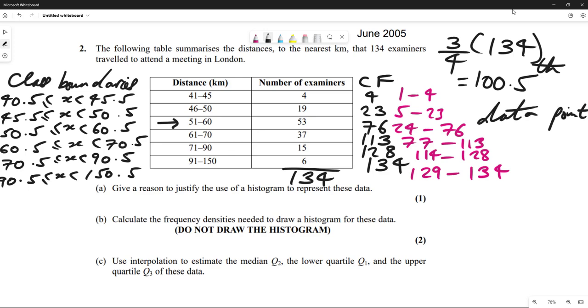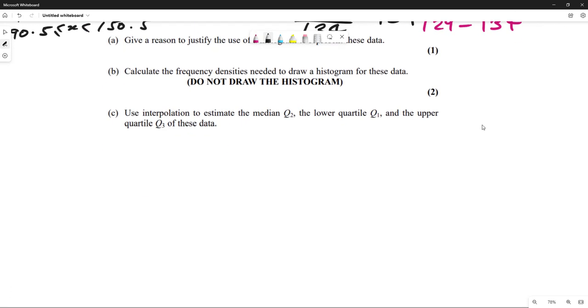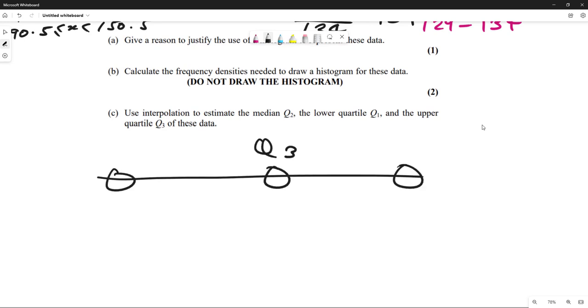Which group does that lie in? Well, it must lie in the fourth group because that contains values 77 to 113. So I'm interested in this group here. So the respective lower bound is 60.5 and the upper bound is 70.5. So let's draw our diagram below. So we've got 3 circles as before. Q3, we know that's 100.5.